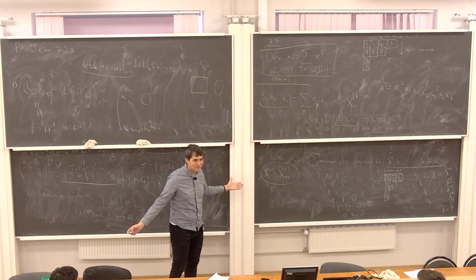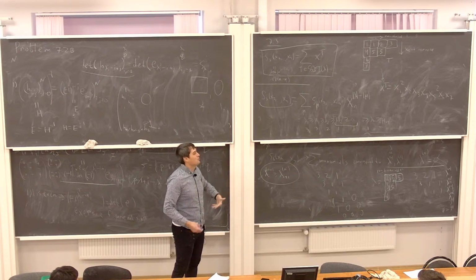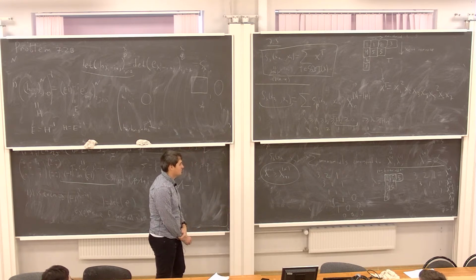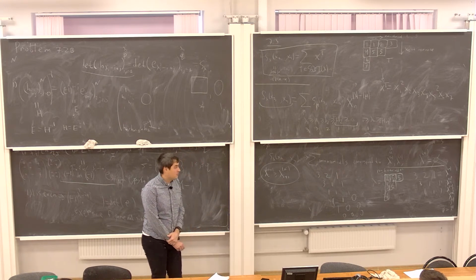Any questions? I mean, so this algorithm, it's more or less obvious that it gives you a semi-standard Young tableau.